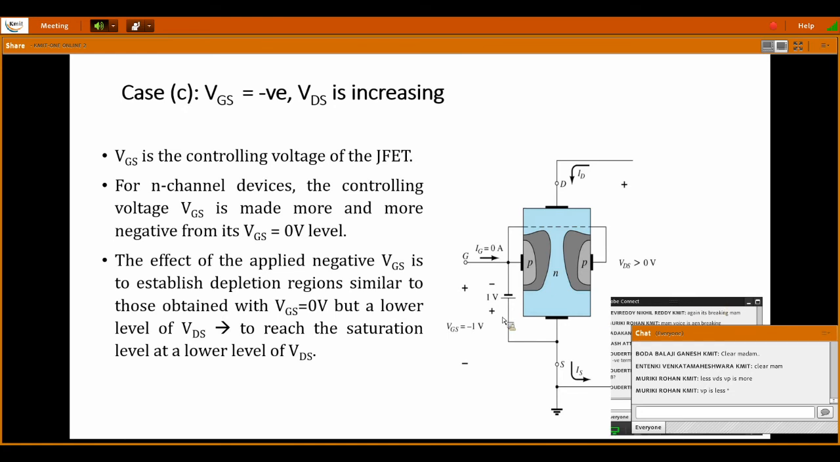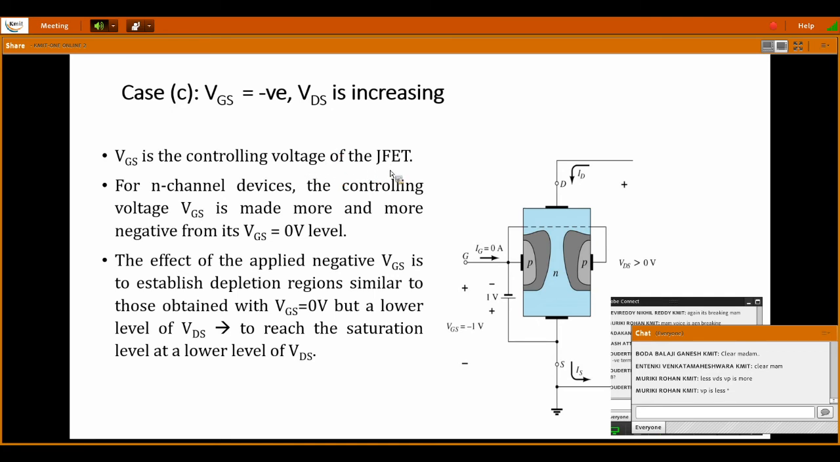Third case, you see, so I am giving VGS as minus 1 volt and VDS is greater than 0. So externally reverse bias is being given. Because of this reverse bias, the occurrence of the pinch off point is obtained at very low voltages of VDS. Means it is obtained at very early values of VDS. See, you can see the point here.